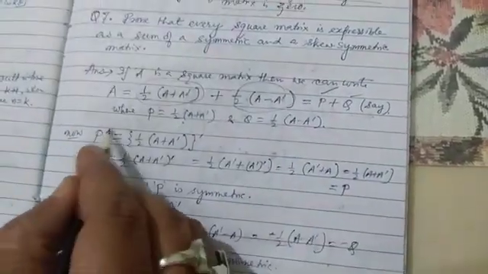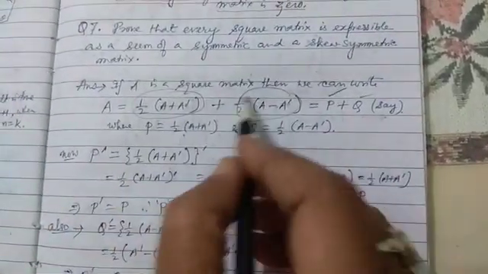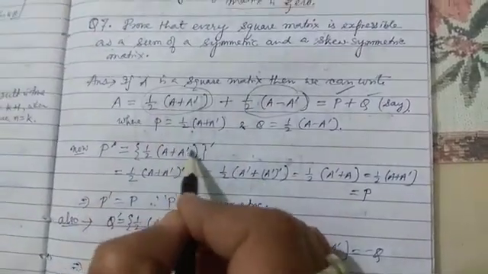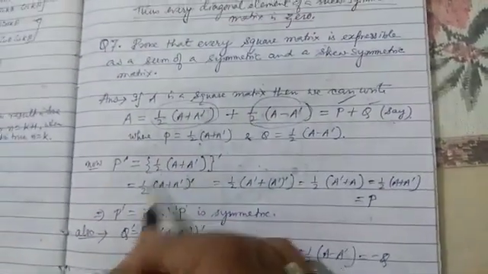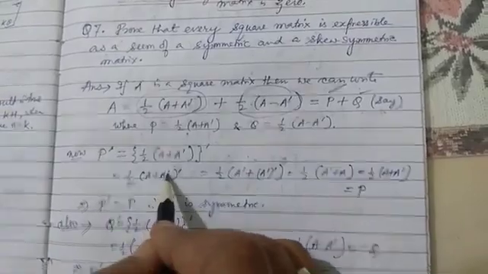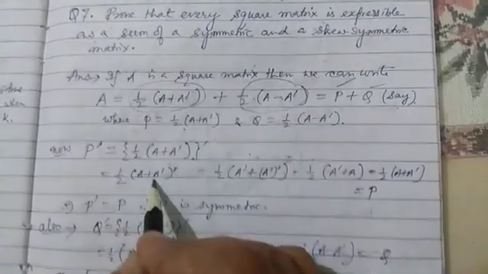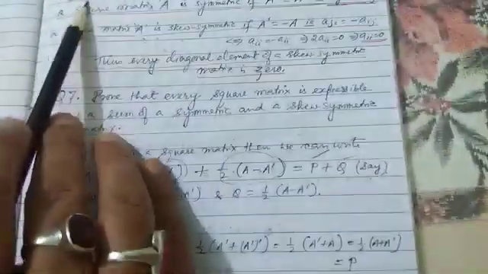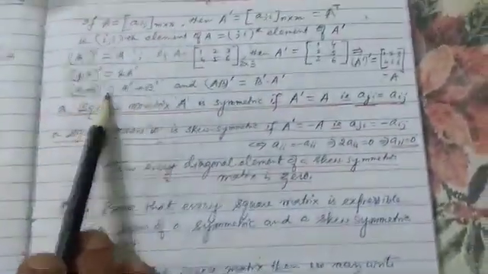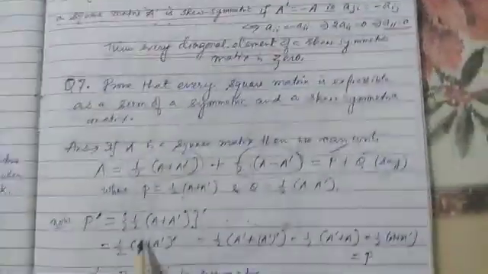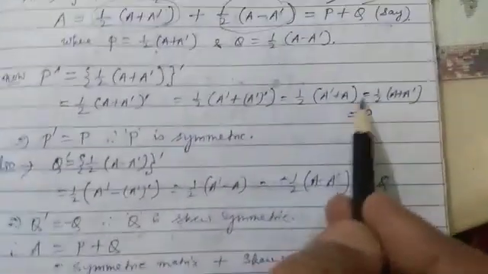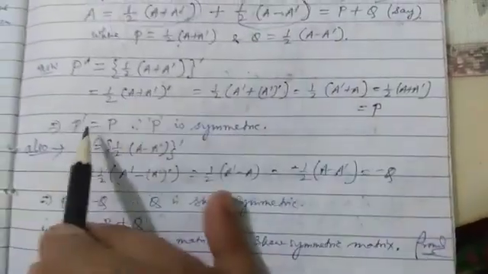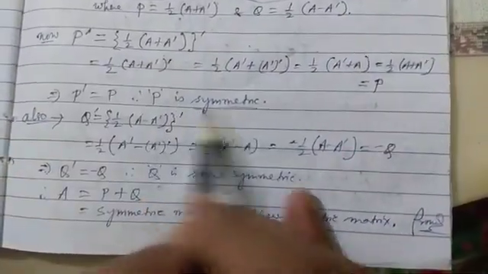Now what is P transpose? P transpose means half (A plus A transpose) whole transpose. Half will come constant out. Now (A plus A transpose) whole transpose, then A transpose plus A transpose transpose; we have seen in the previous one that this property holds, the transpose of A plus B is A transpose plus B transpose. So A transpose plus A transpose transpose is coming A again, so it is nothing but again P. So P transpose is equal to P.